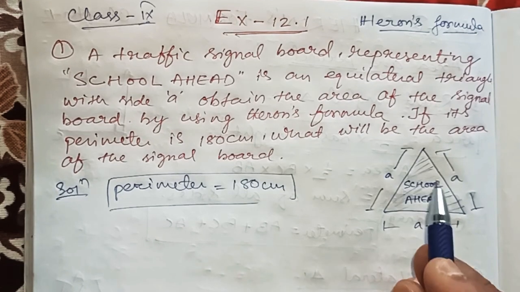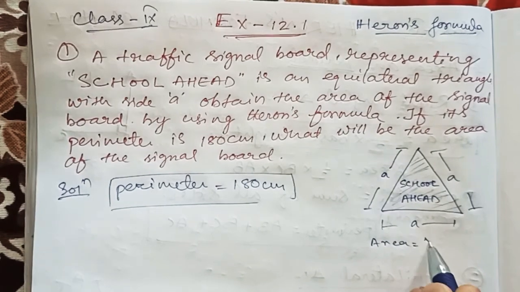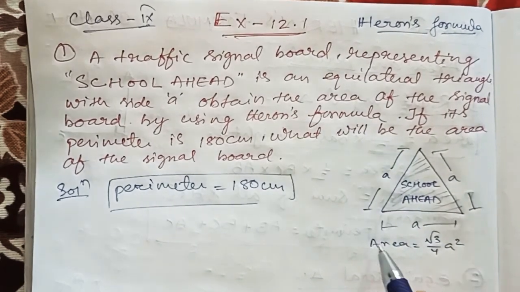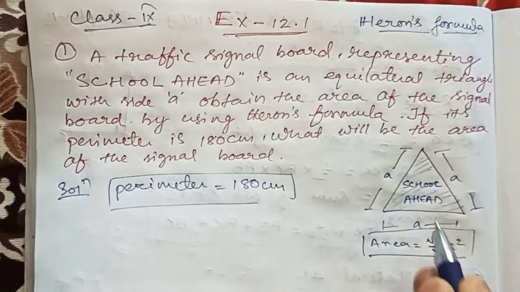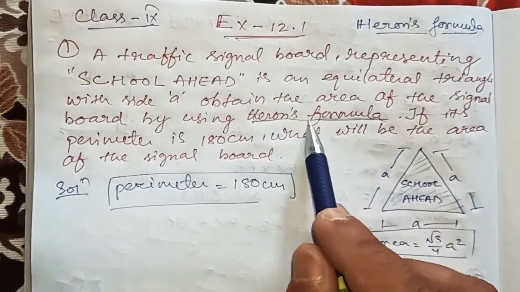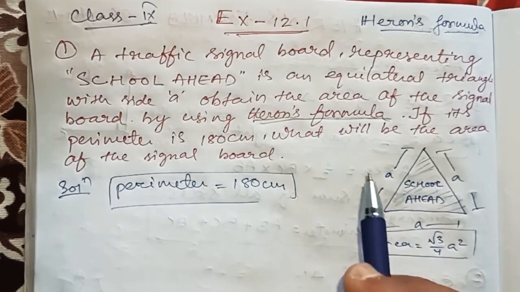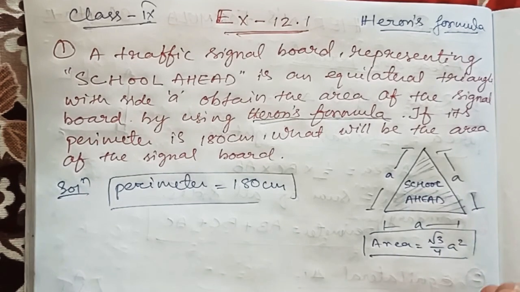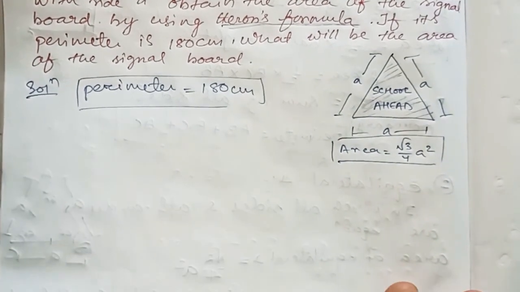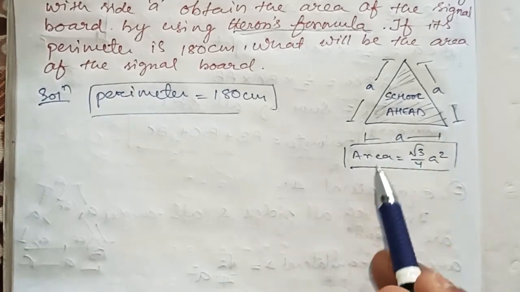Already I have given you the area of an equilateral triangle: area is root 3 by 4 a square. This is a very easy formula, but for this question you have to use Heron's formula. Remember, Heron's formula can be used to find the area of any triangle, either equilateral, right angle, scalene, isosceles, obtuse angle, or acute angle. So first of all we will find out the side of the triangle.